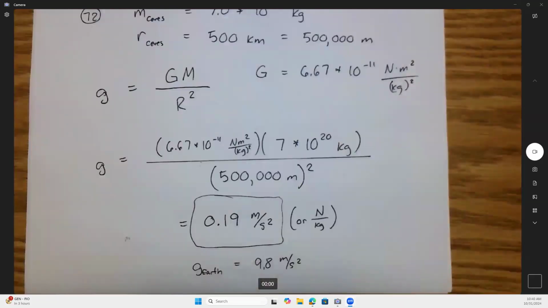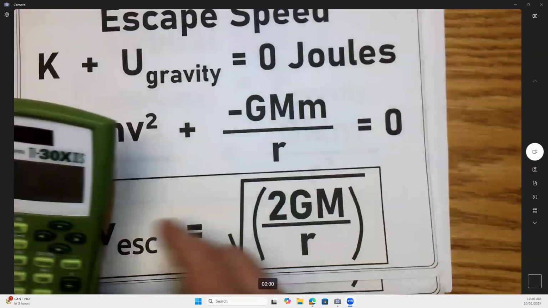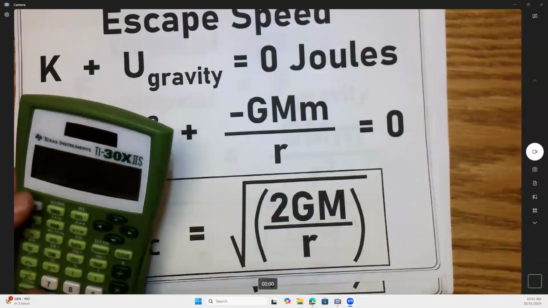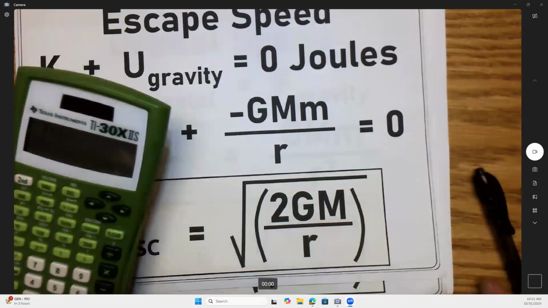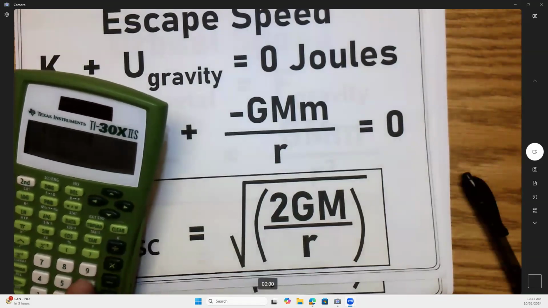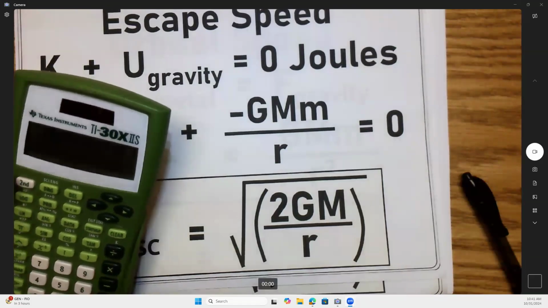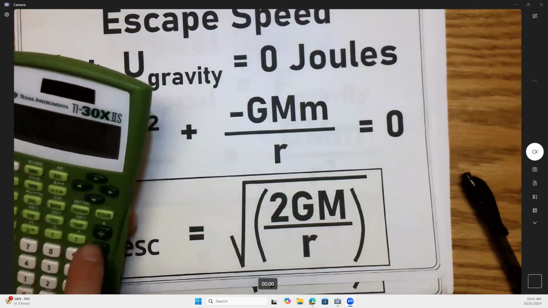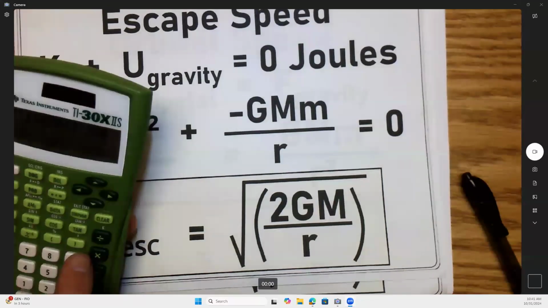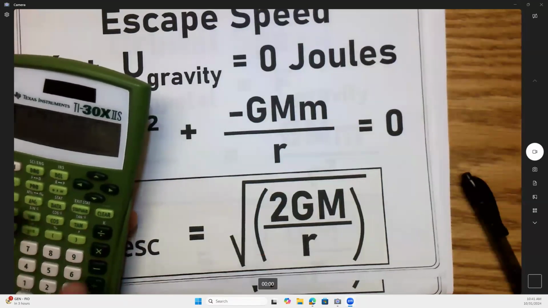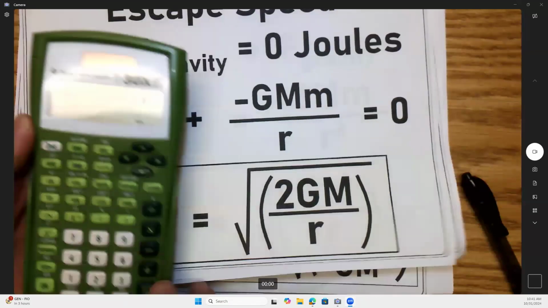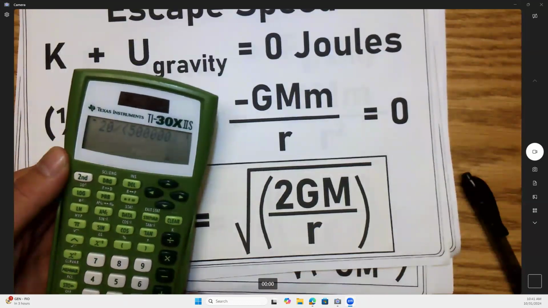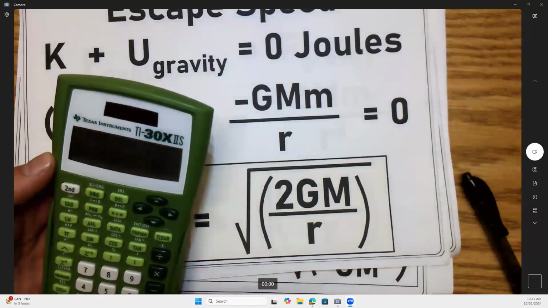I got a bonus question. Here, I won't even write it down. I'm just gonna plug the numbers into this expression. Could you jump off Ceres? Square root of 2 times 6.67 times 10 to the negative 11, times the mass of Ceres, 7 times 10 to the 20, and then divide by 500,000 meters, right? All right, let's see how fast you have to jump to accidentally jump off the surface.